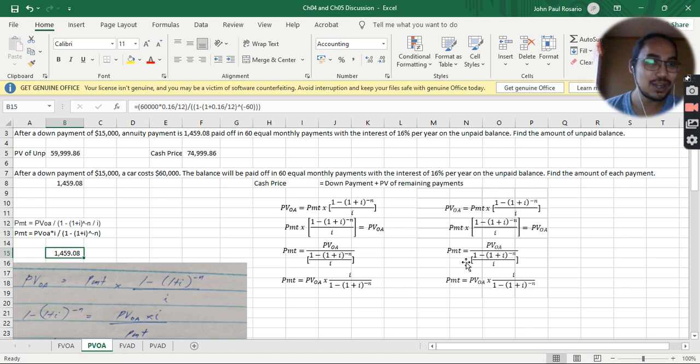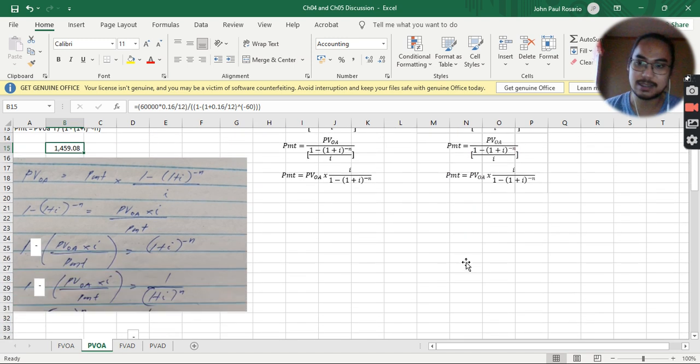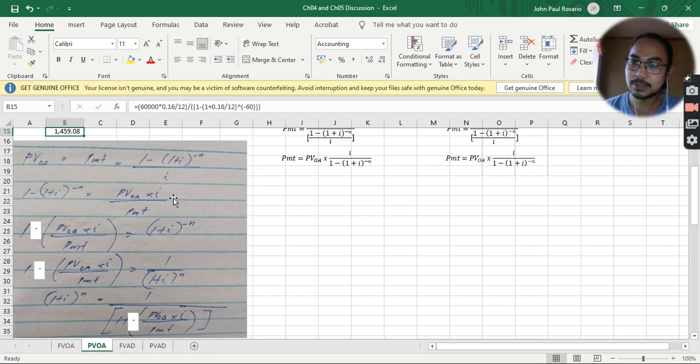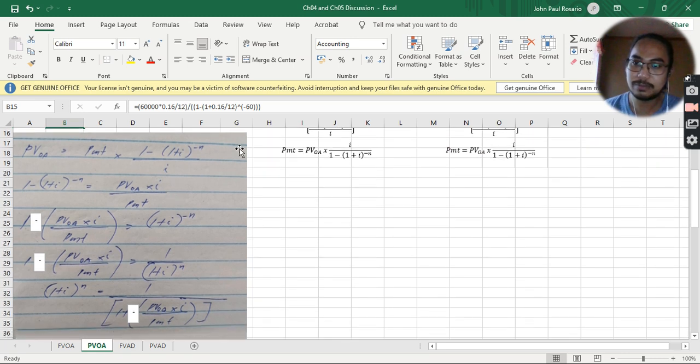So what if now the unknown is your N, your number of payments? So from this formula, we will be solving for N here. What happens now is that we can transfer I. So PVOA times I over payment. So we are left now with 1 less 1 plus I to the power of negative n.